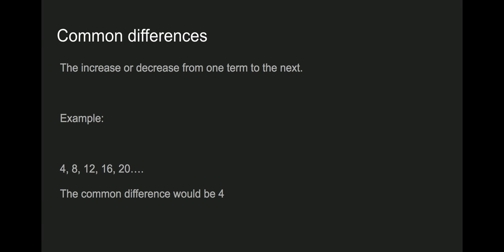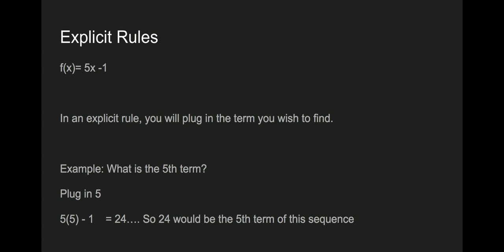Okay, so common difference, just to go back over that, is the increase or decrease from one term to the next. So if we have 4, 8, 12, 16, 20, the common difference is going to be 4. If we were decreasing, so let's say that we were taking away 5, then our common difference would be -5. So always just pay attention: am I increasing or decreasing, to look at your common difference?